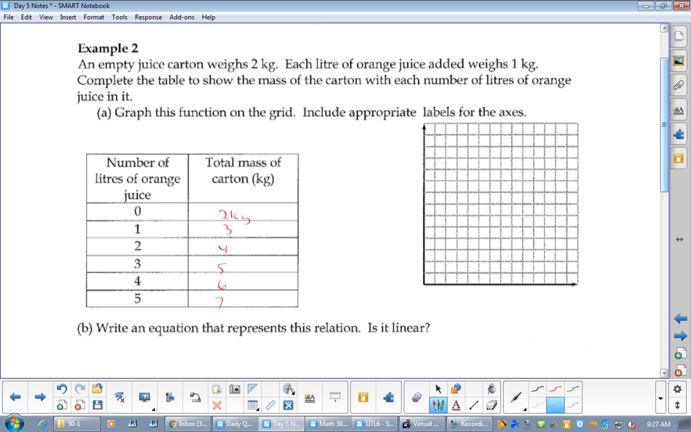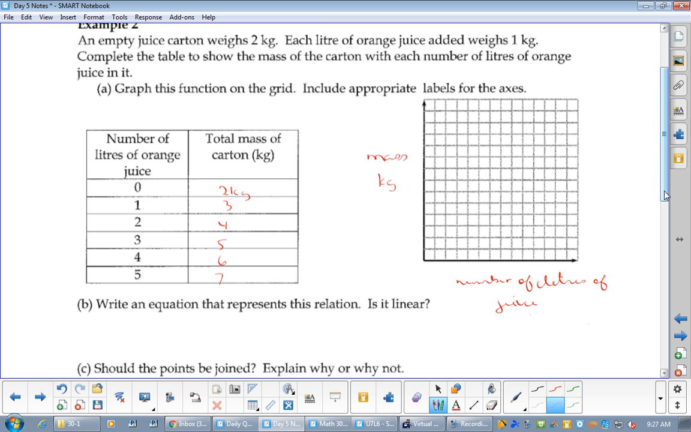Okay, so we're going to put number of liters of juice on the side. And here we will put mass, which is kilograms. Okay. Now, let's do 0, 1, 2, 3, 4, 5, 6, and then 0, 1, 2, 3, 4, 5, 6.